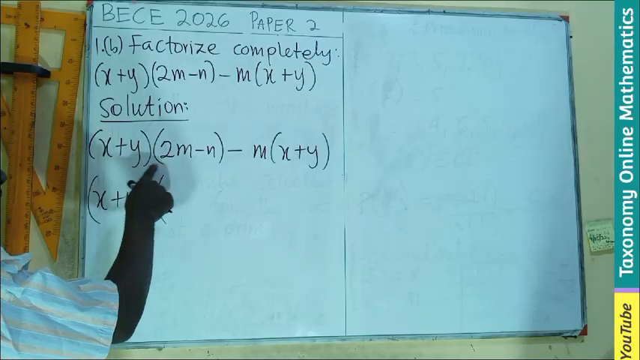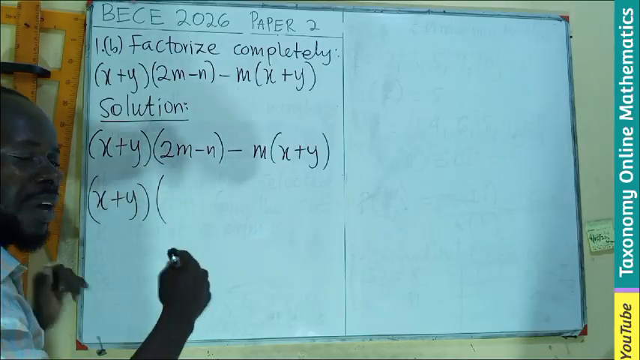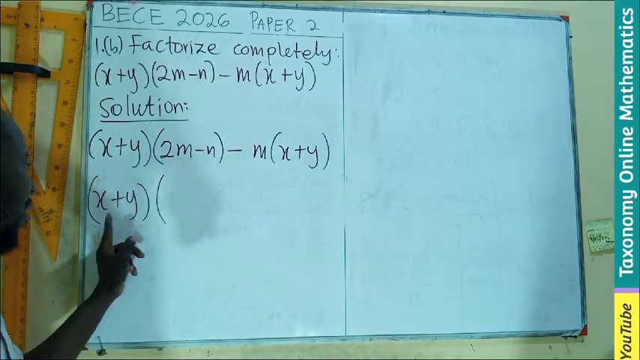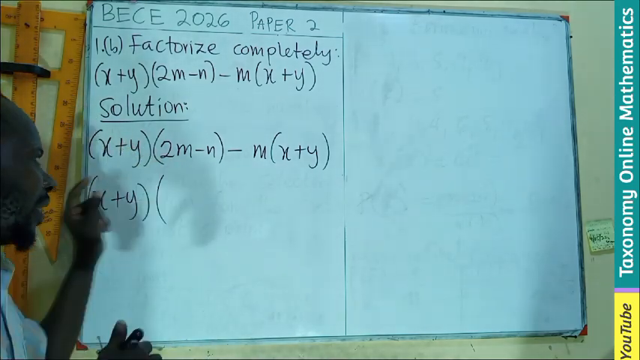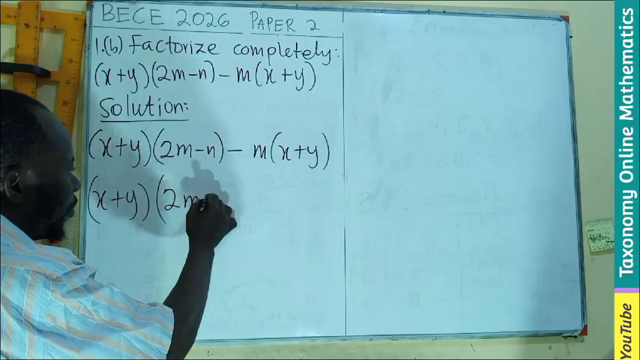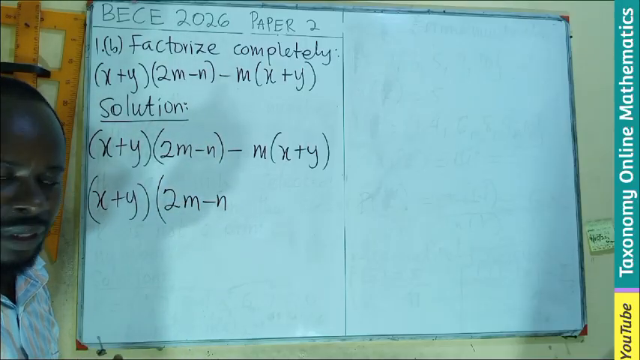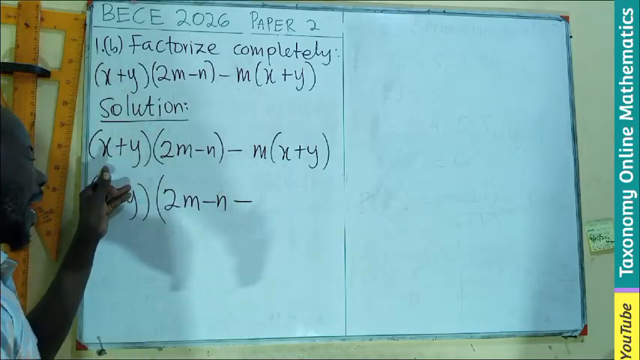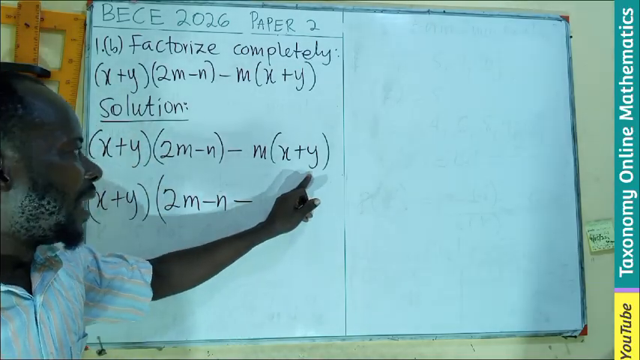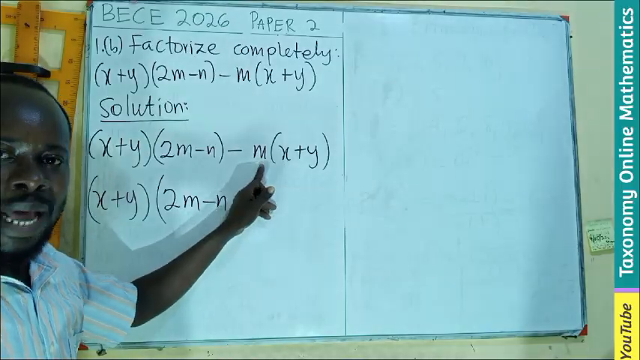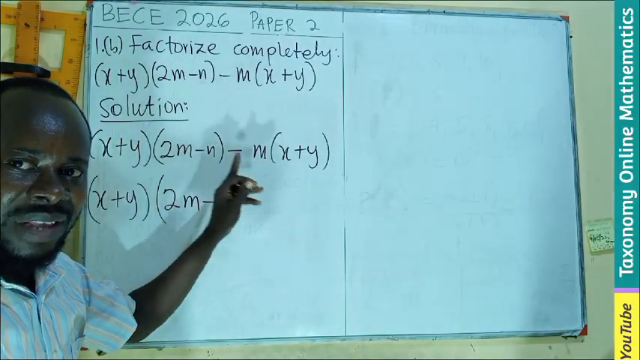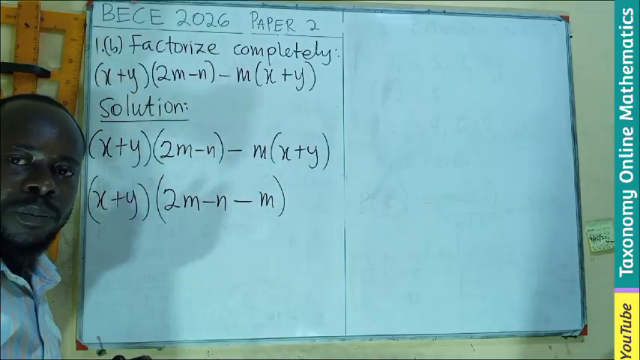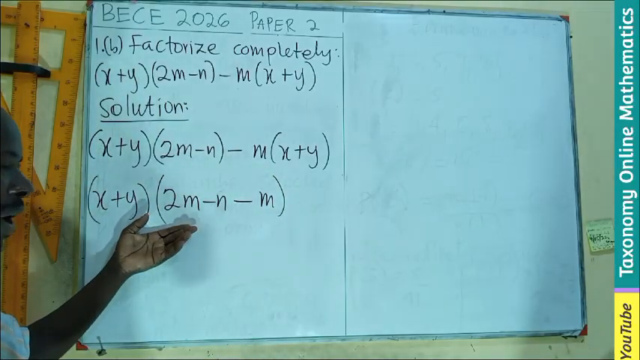Now that factor divides the first term to give you the other factor, which is the multiplier. So if I divide all of this by x plus y, obviously it will cancel this, leaving 2m minus n. Then this minus is what separates the first term from the second term. Then if I divide this term by the common factor, which is x plus y, it will cancel, leaving only m. You can see that we are able to factorize.